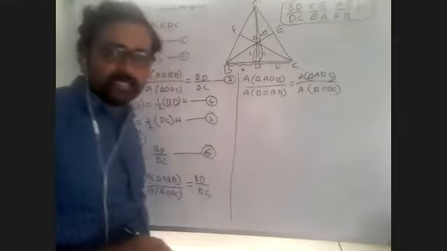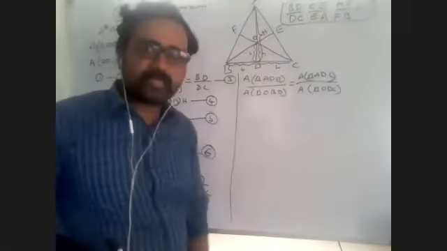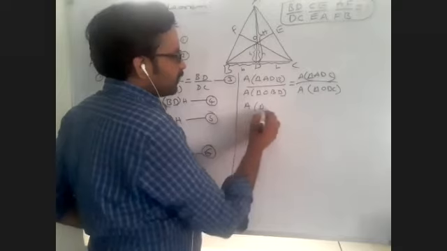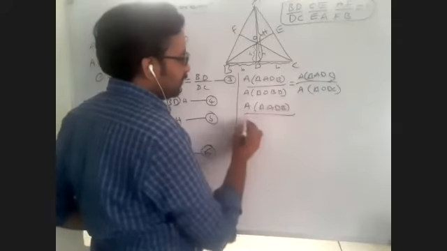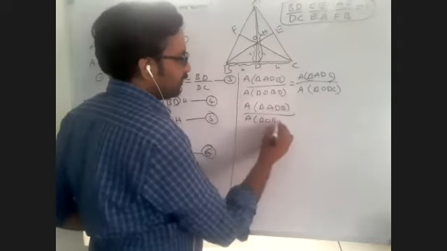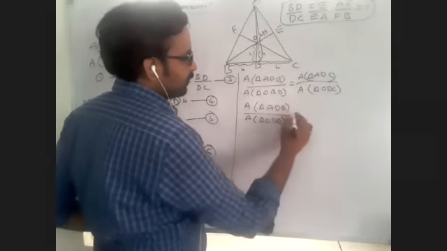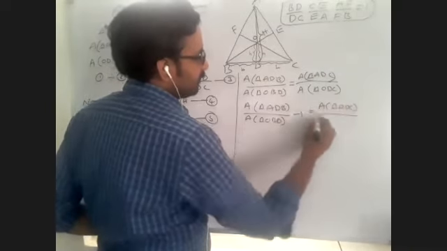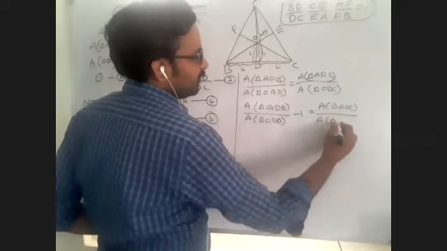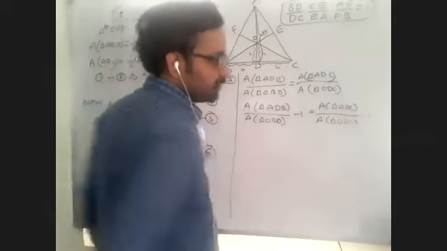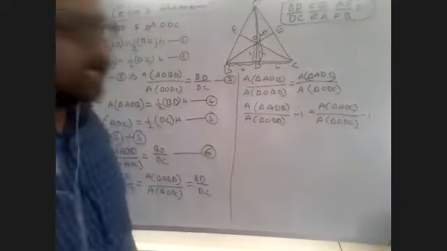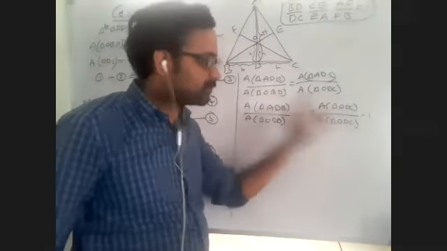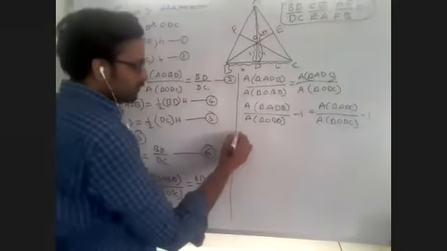Okay. Now what I am doing, for both sides I am subtracting 1. That is area of triangle ADB by area of triangle OBD minus 1 is equal to area of triangle ADC by area of triangle ODC minus 1. Now we can apply LCM. This minus this by the same denominator you will get. This minus this by the same denominator you will get. That is what I am writing, see.